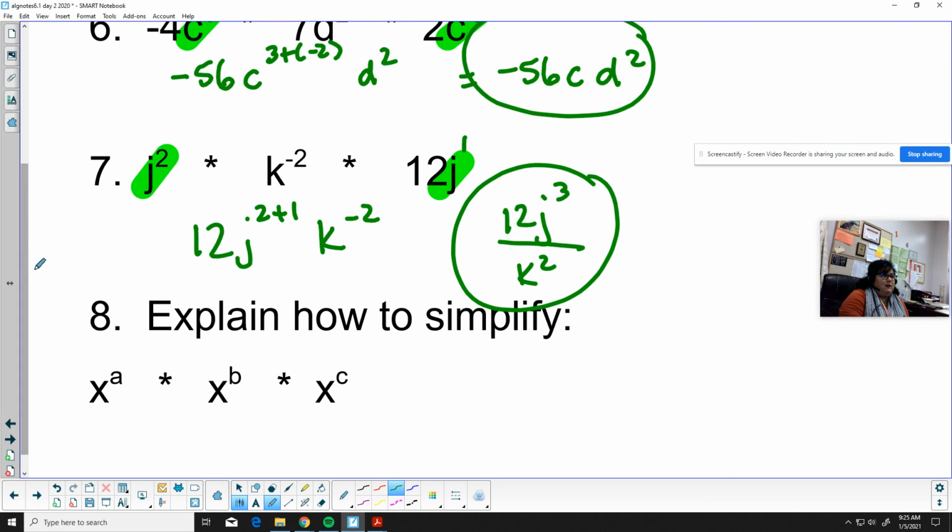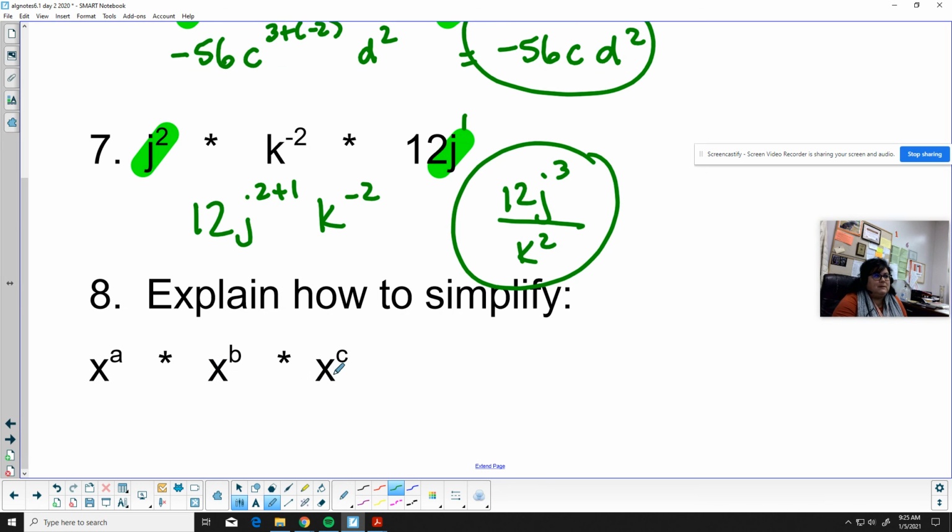And then this is kind of an enrichment one. If you take a look at these, it's a multiply problem. They all have the same base, and you're adding the exponent. So this would just be x to the a plus b plus c, and that's actually the answer. Kind of abstract there.